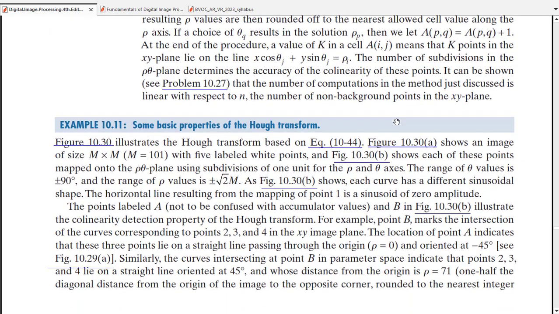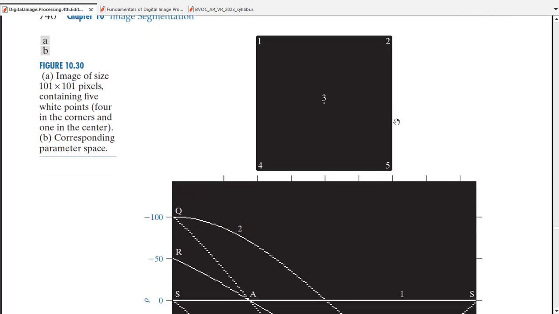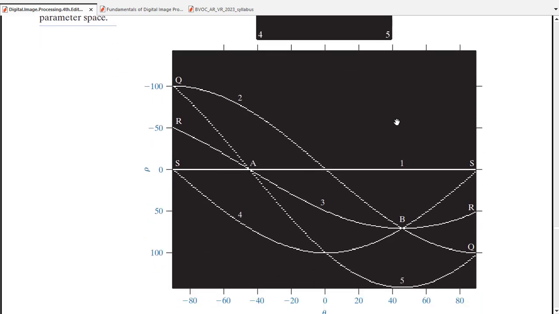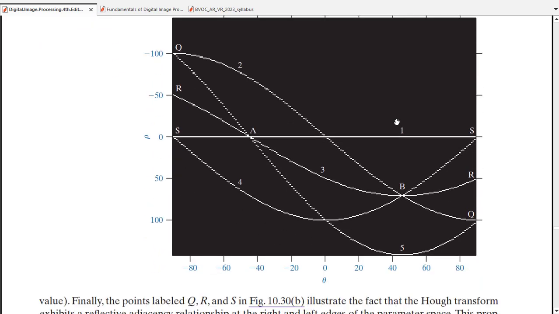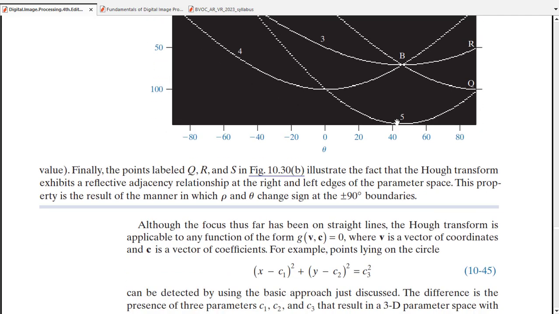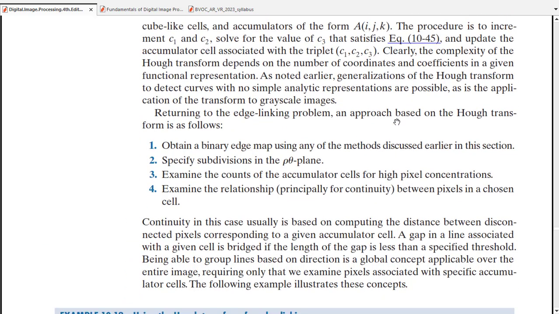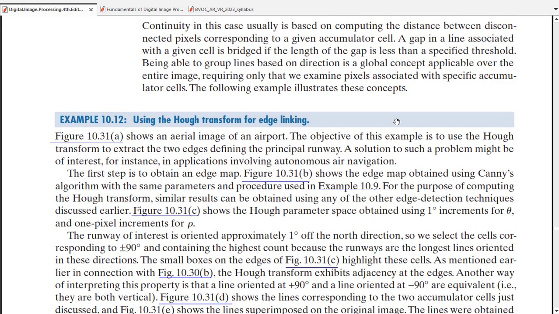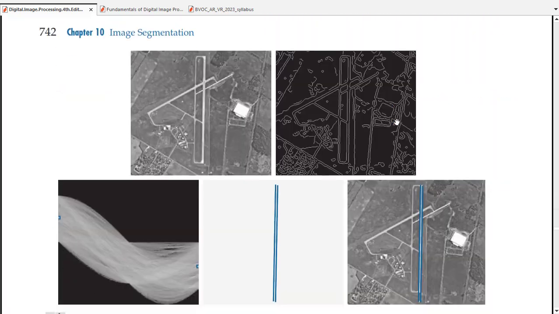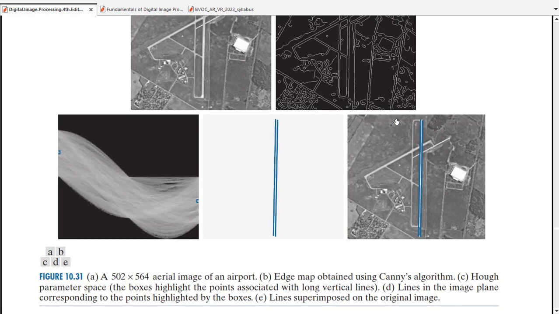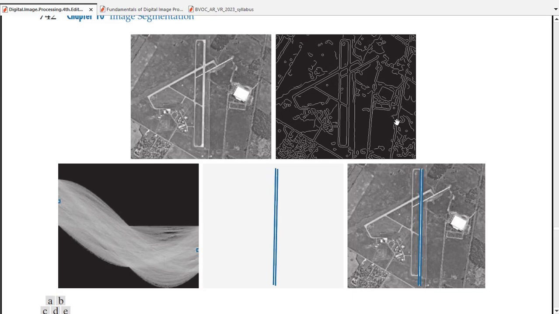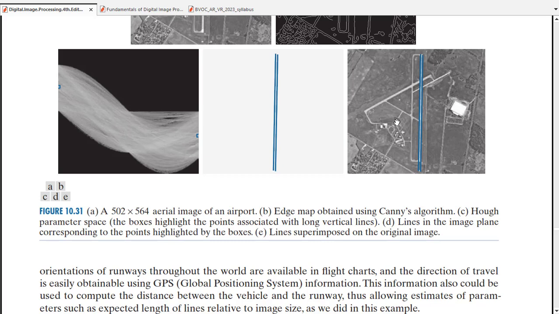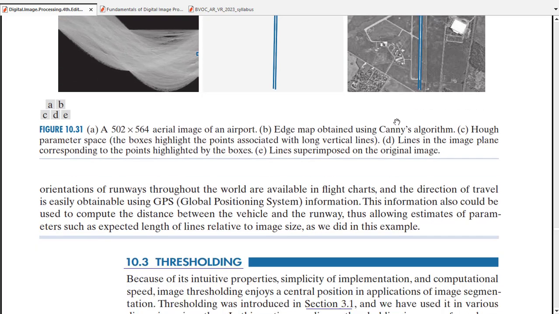So, the basic properties of the transformation. Here we analyze the parameters of the corners in this image, the QRS point labels. So how does this work for edge linking and transformation approaches? The Hough transform for edge linking can be applied to satellite images, radar images, everything, for analysis.